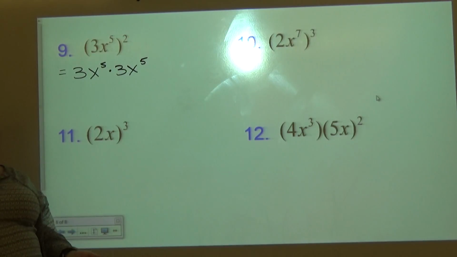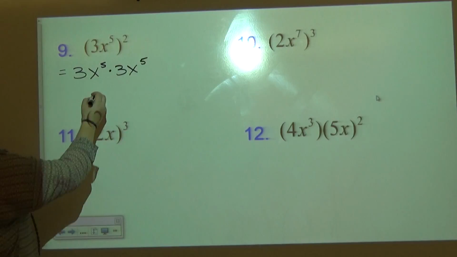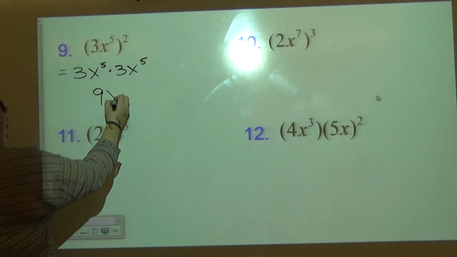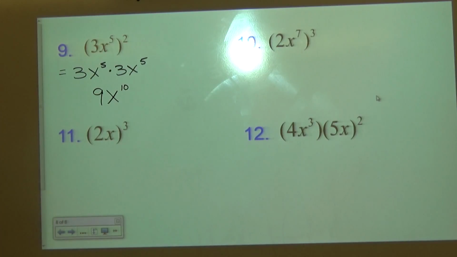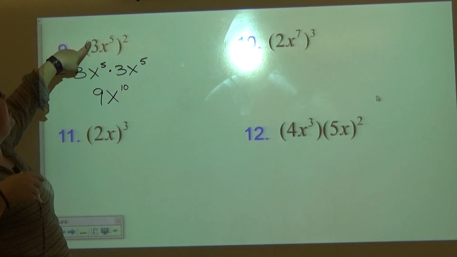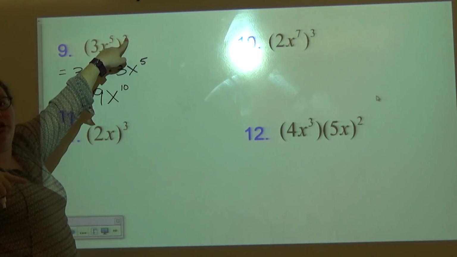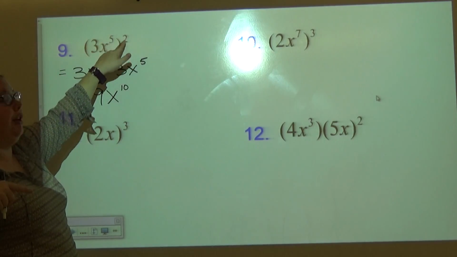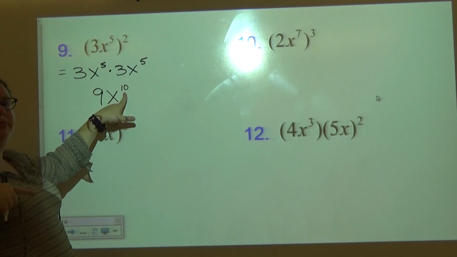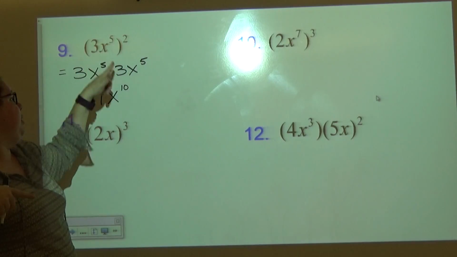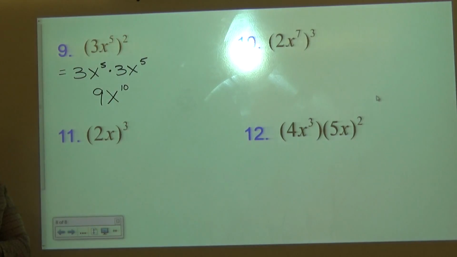Now let's do what we just did. 3 times 3 is 9. X, 5 and 5 is 10. Now some of you may see a trick, another way of doing it. If we look at it like this is 3 squared. 3 to the 2nd power is 9. And then notice 5 and 2, they end up just multiplying together. So 5 times 2 is 10. Alright, I want you to pause the video and I want you to try 10, 11, and 12 on your own.